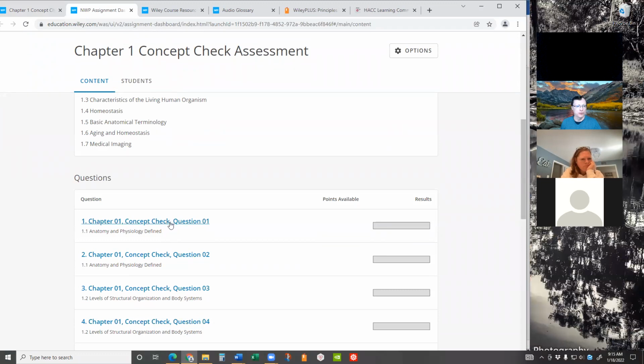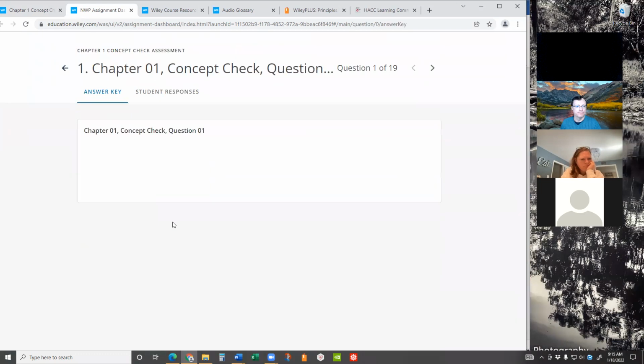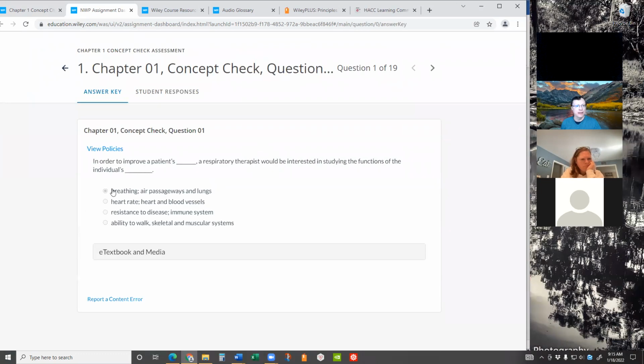So for example, Chapter 1 concept check question 1. All right. In order to improve a patient's blank, a respiratory therapist would be interested in studying the functions of the individual's blank. So obviously the idea here is you would select a choice and continue forward. This is basically a miniature quiz that lets you know whether you're picking up on the right ideas of the chapter you've been assigned to read.